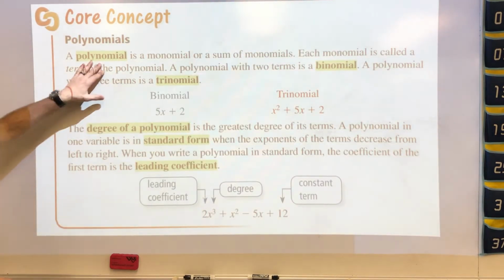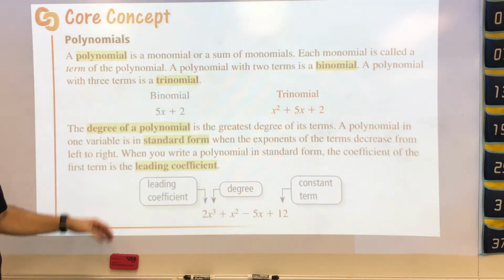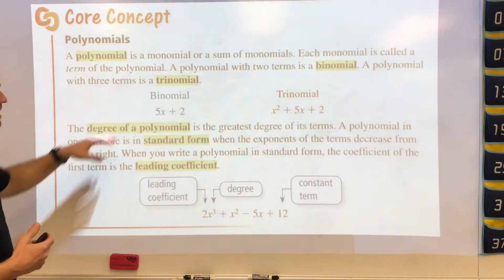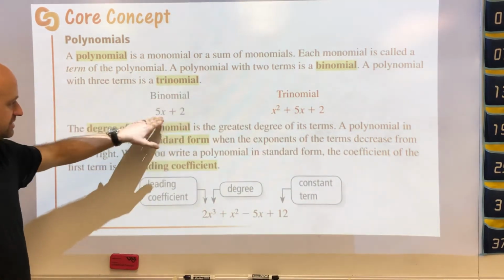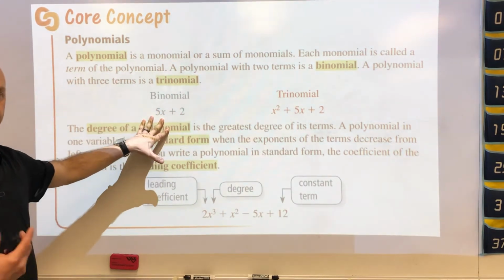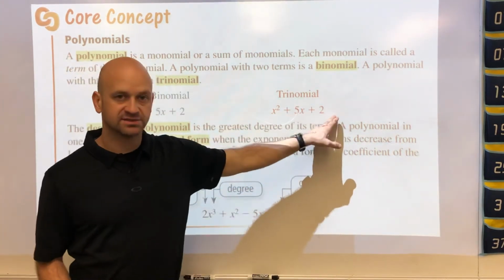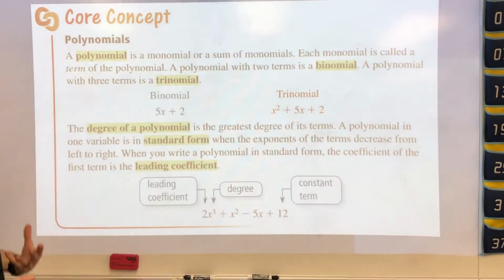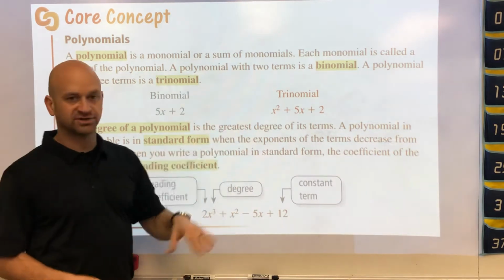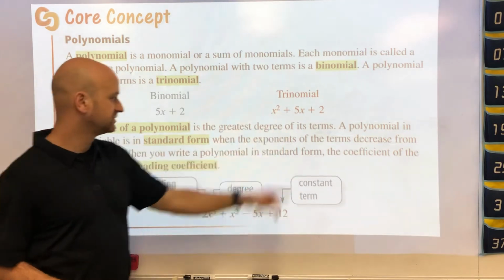All right, so a polynomial is a bunch of monomials linked together. So a polynomial with 2 terms is what they call a binomial. And then we also have what's called a trinomial. So here's an example of a binomial. We have 5x plus 2. There's 2 different terms here of different degrees. Over here, here's a trinomial where we have 3 different terms of different degrees. Okay, so the degree of a polynomial now is the greatest degree of its terms. So in this case, this would be a degree of 1. This would be a degree of 2.